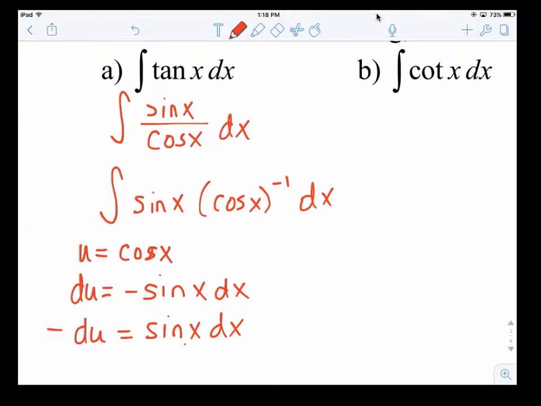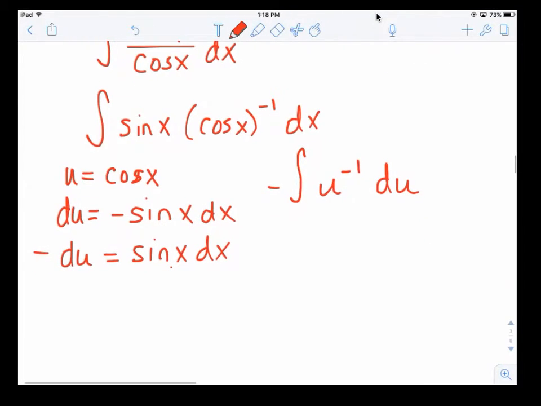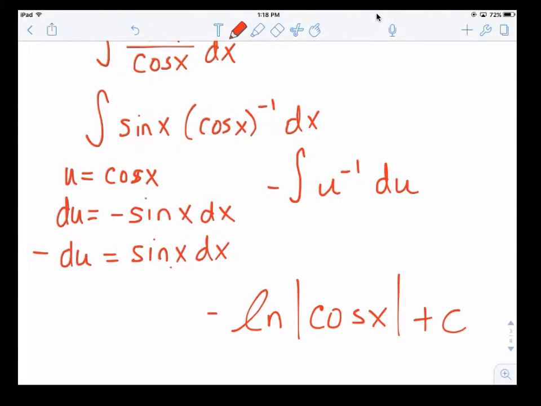So when I do my integrand now, I got negative integral of u to the -1 du. So what does that become? Right, negative ln absolute value of what? Cosine, right? Plus c.